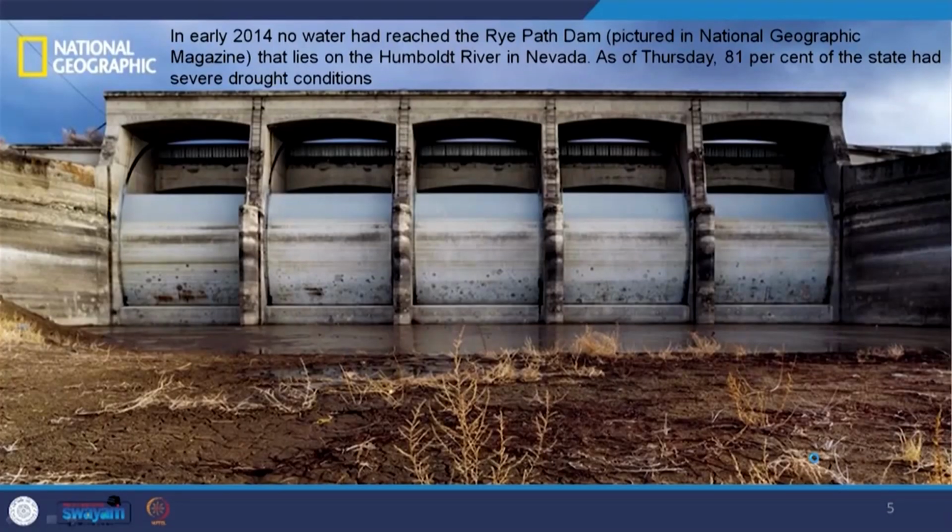But such sites are very common across the world where huge areas of land are gradually converted into barren land or gradually becoming deserts. This is another picture of a Raipath dam in the year 2014 where there was no water in the dam reservoir for the dam to operate, for supplying downstream. And such was the case in many other water bodies in other parts of the world.